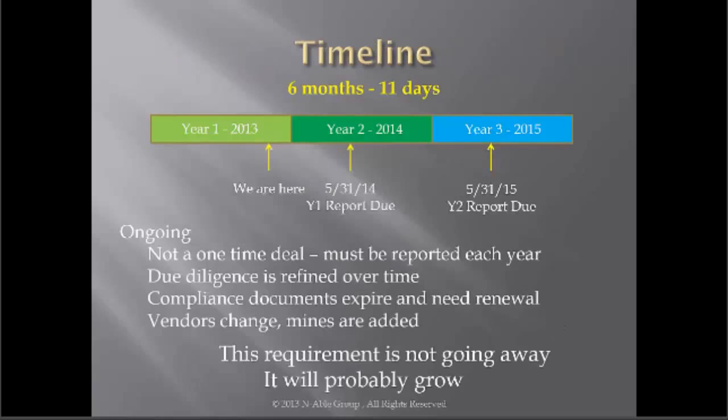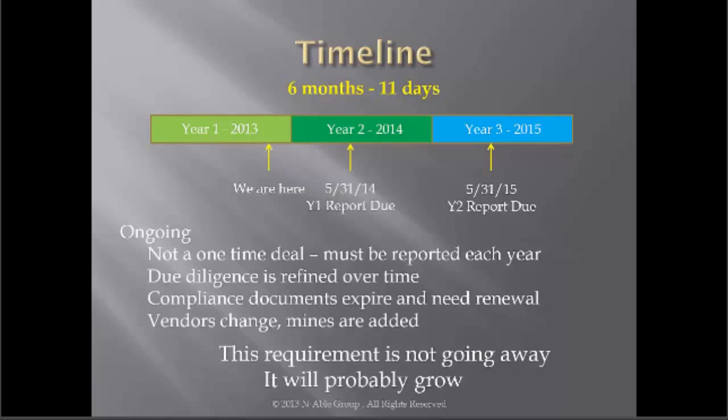So the general timeline, we're currently in the latter part of November 2013, and the first compliance year is calendar year 2013. The filing for that has to be made May 31st of 2014. So in all cases, you have to file with the SEC, if you do have to file, by May 31st of the year following the compliance year. Right now, we're at 6 months and 11 days and counting. So this is not a one-time deal. You must report each year.